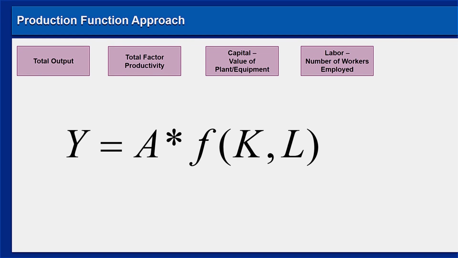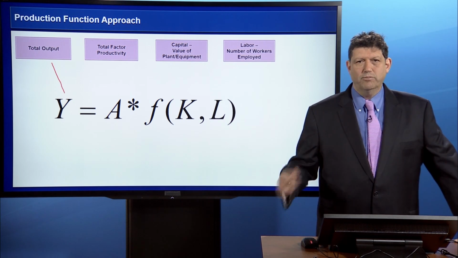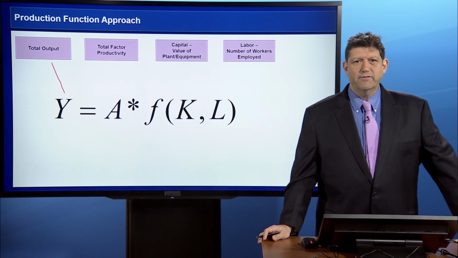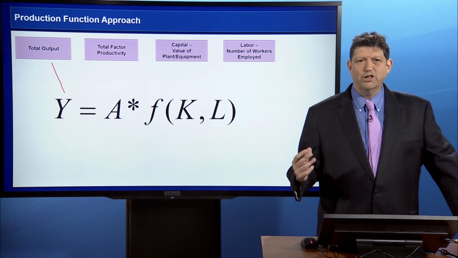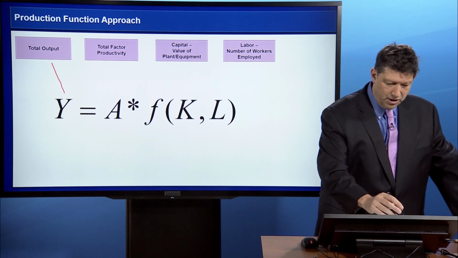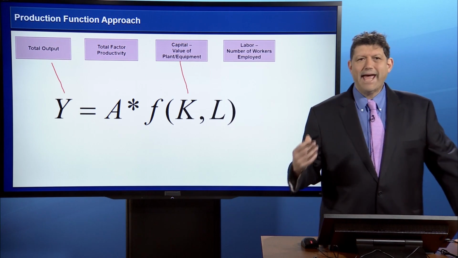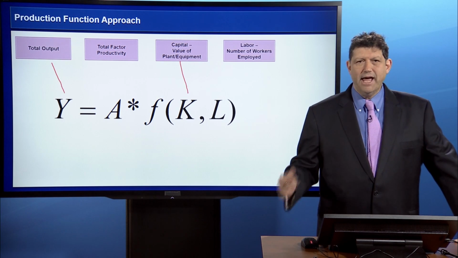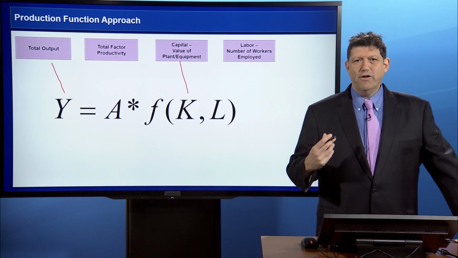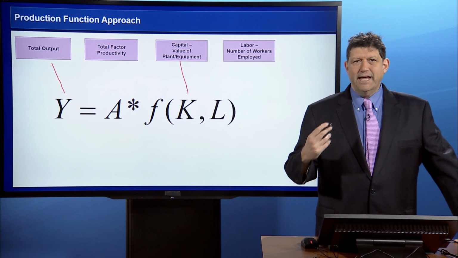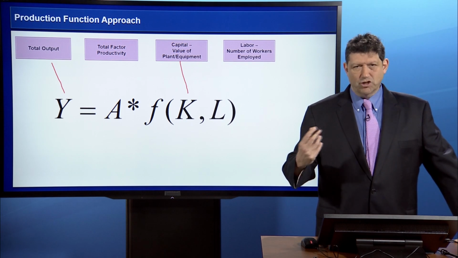Now, we've written out an equation for a generic production function here. On the left-hand side, you can see that we have a country's total output during a given period of time. On the right-hand side, we see that output is a function of two factors of production. First, we have capital, denoted by the letter K, which is the accumulation of all of our investment that we've made in the goods that help us produce other goods and services.